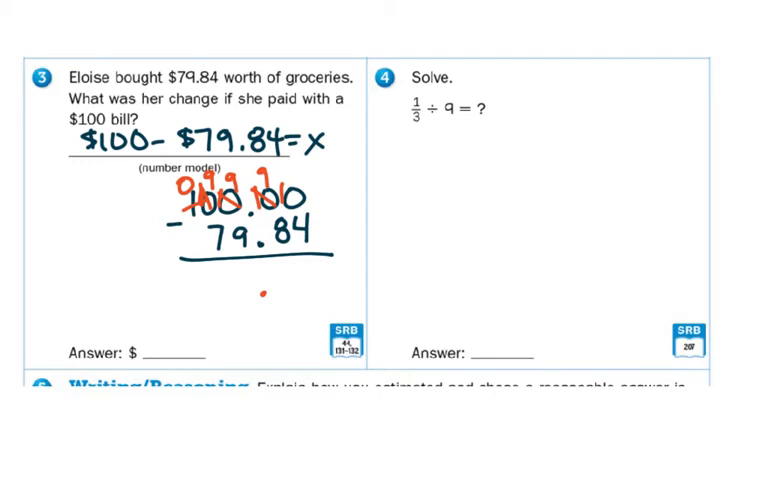10 minus 4 pennies is 6 pennies. 9 dimes minus 8 dimes is 1 dime. $9 minus $9 is $0. 9 $10 bills minus 7 $10 bills is $20. $20.16.